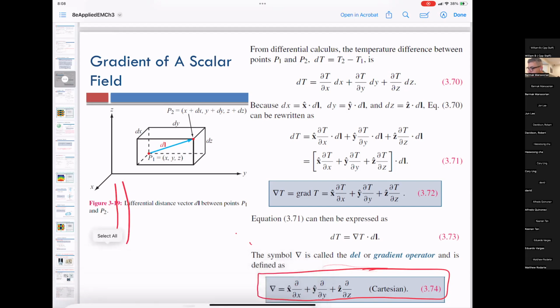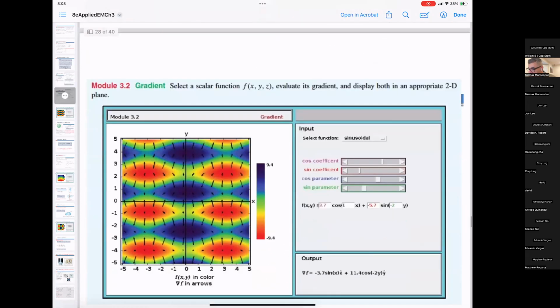What am I doing here? I'm sorry, guys. Okay. All right, so that was gradient.